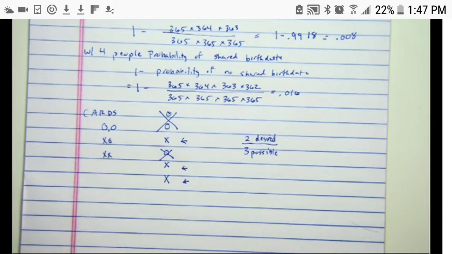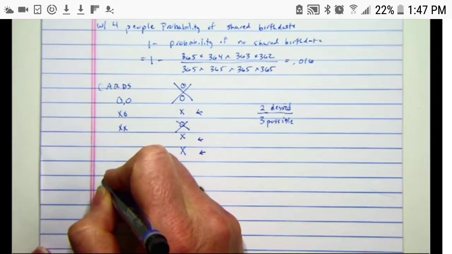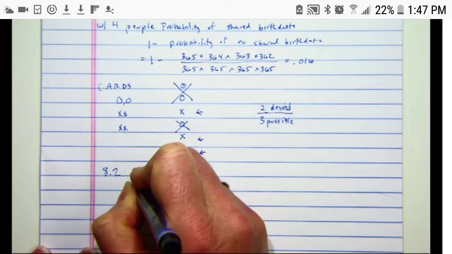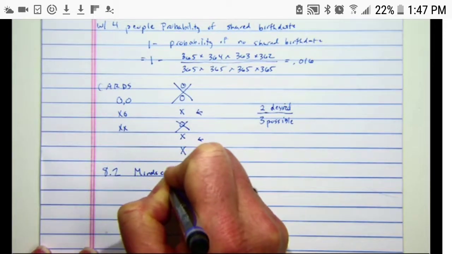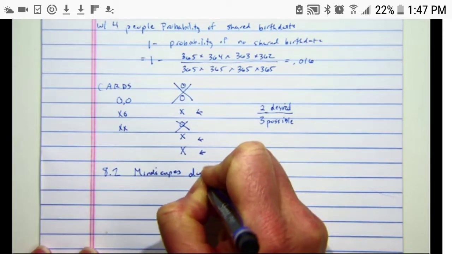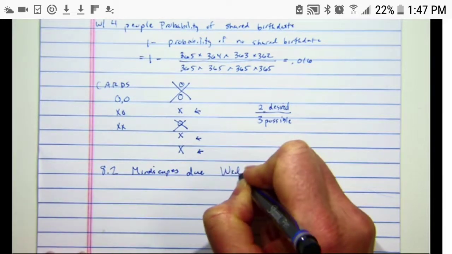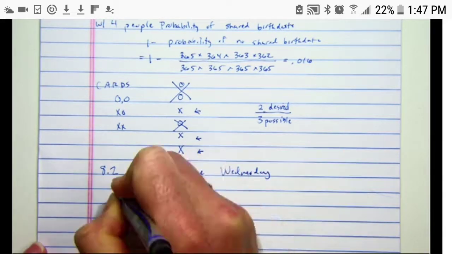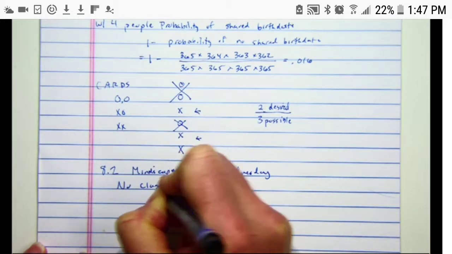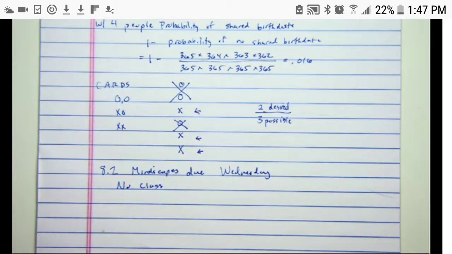So the probabilities that I'll ask you on a quiz will be more the type that we did at the beginning with the table of dice. There was 8.2 Mindscapes you can do now, so those will be due for you online students Sunday night. And I had to cancel class for Monday before it snowed, but class is canceled anyway, so that worked out good. Okay, see ya, bye.